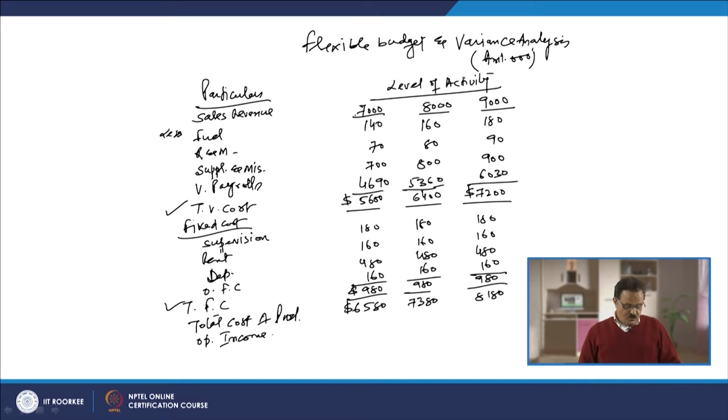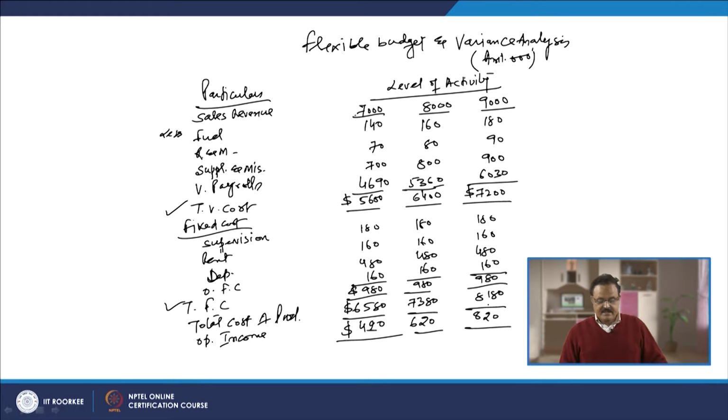So, it means what is going to be now the operating income? The operating income will be, you can say that is $420,000, then it is how much it is? $620,000, and then lastly it is 820 for the 9 million level of revenue, 620 for 8 million level of revenue, and 420 for the 7 million level of the revenue. So, this is the flexible budget and the variance analysis. So, first we have created the flexible budget, and now we will go for the variance analysis.